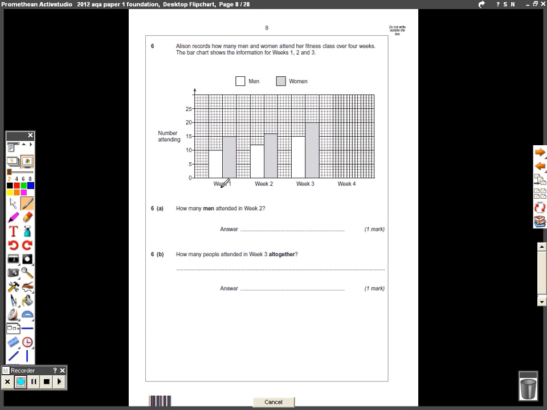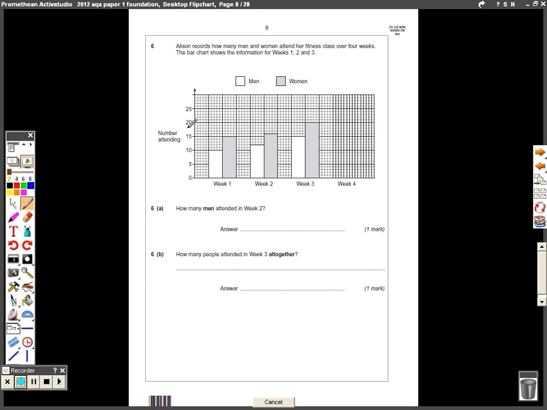So we've got week 1, and then looking at the key, we've got men in white and women in grey. So in week 1 I can see that there are 10 men and there are 15 women. In week 2, 12 men and 16 women. In week 3, 15 men and 20 women.